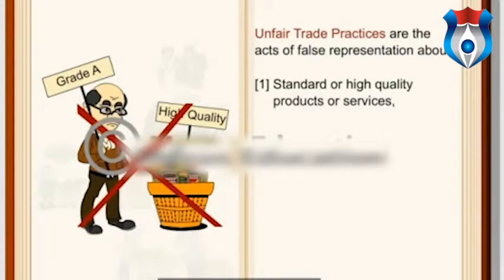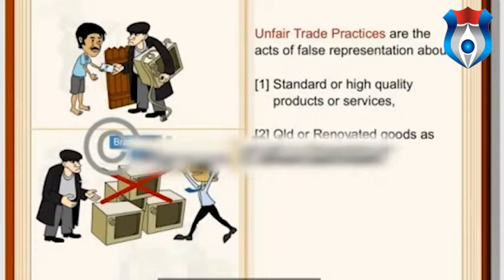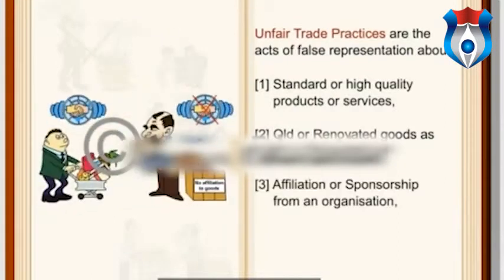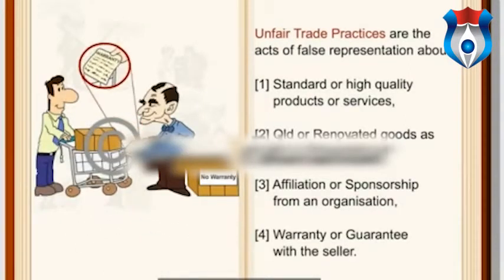First, false representation that the goods or services are of a certain standard, quality, quantity or grade. Second, false representation of the second-hand or renovated or old goods as fresh and new goods. Third, false representation by a seller or supplier about any affiliation or sponsorship received from any organization. Fourth, give any warranty or guarantee to the public which the seller does not have.